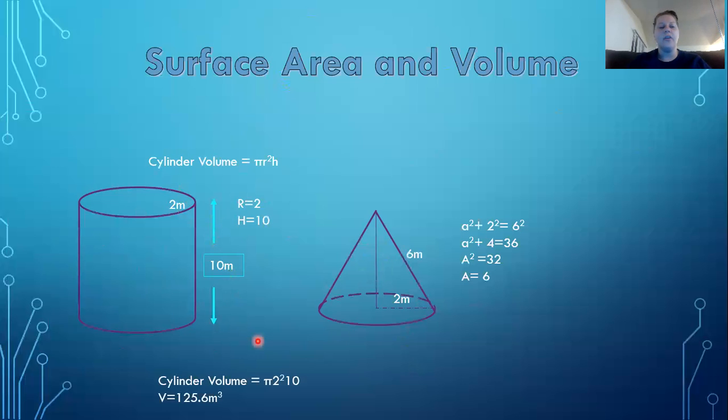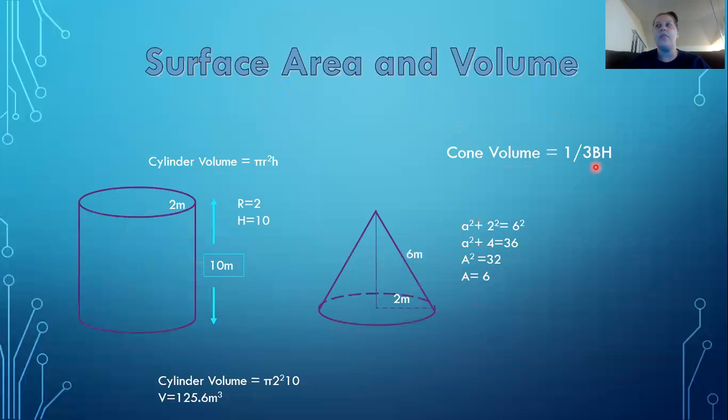The cylinder volume is pi 2 squared times 10, which gives us the whole volume of 125.6 meters cubed. Again, volume is cubed, so that's how much stuff I can put inside of this cylinder. The space inside the cylinder. Now we want to find the volume of the cone.